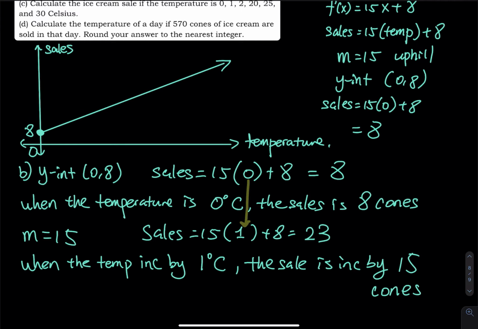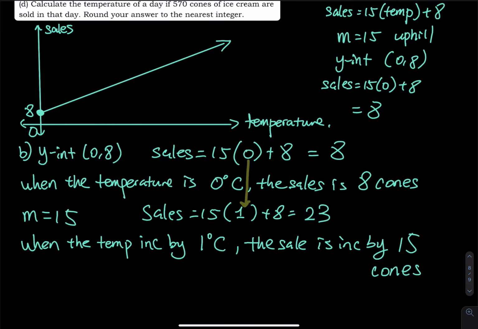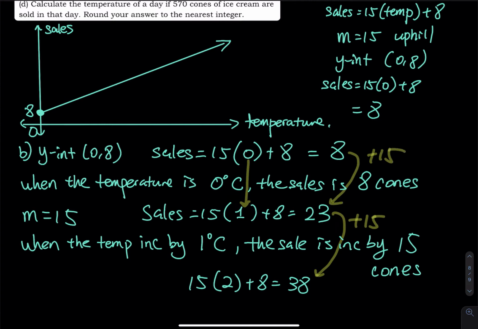All right, so every time the temperature goes up by 1 degree, you expect to sell an additional 15 cones. So when x is equal to 2, then you have 15 times 2 plus 8. That will be 30 plus 8, you get 38. So starting at 8, then 23, what's the relationship? The relationship is you sell an additional 15 cones: from 8 to 23, you add 15. So every time the temperature increases by 1 degree, you sell an additional 15 cones.